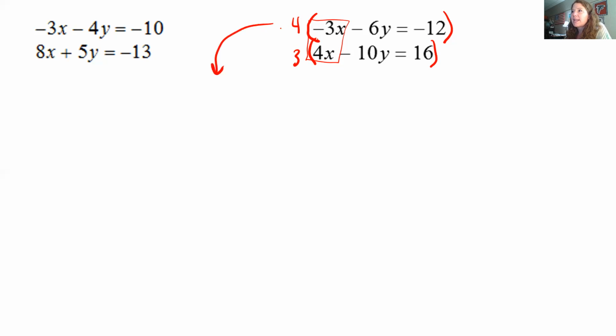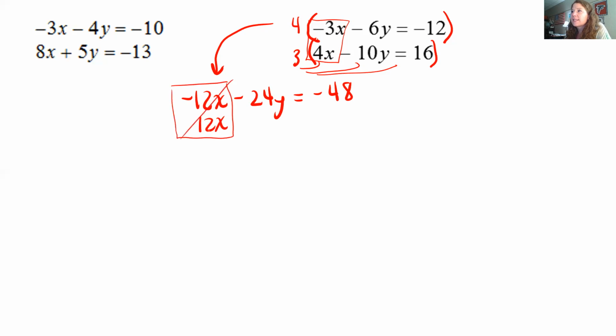So I'm going to bring this down. 4 times negative 3x is negative 12x. 4 times negative 6 is negative 24y. And 4 times negative 12 is negative 48. And then everything by 3. Positive 12x, look, that's what I wanted. I get to eliminate those x's. 3 times negative 10 is negative 30y. And 3 times 16 is positive 48.